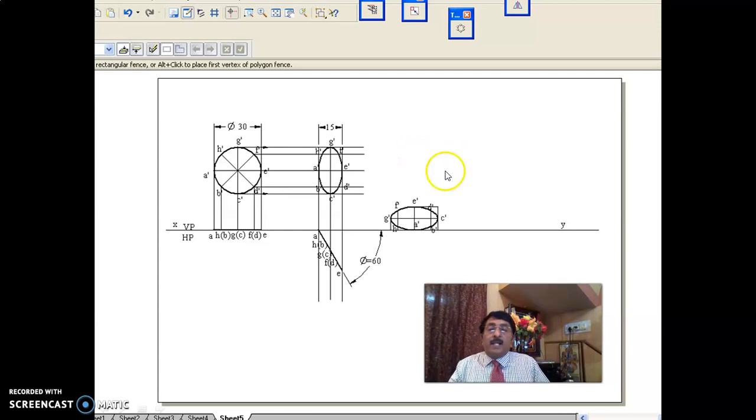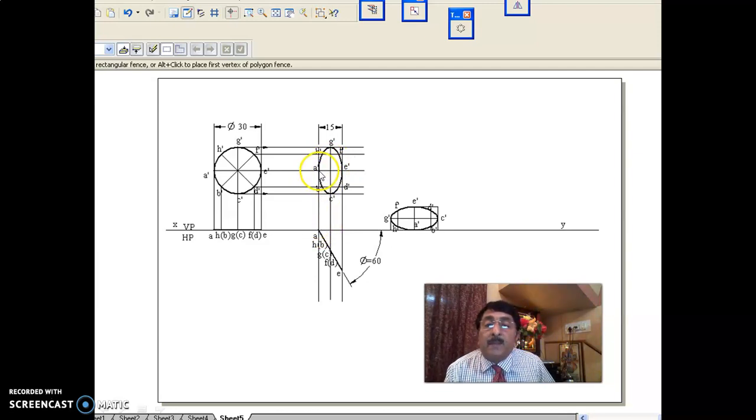Then you see what exactly I've done. This inclination to VP is constant. That means this ellipse is constant. I cannot change this ellipse, because the inclination to VP is constant and the front view is appearing as an ellipse, 30 by 15. This I cannot change.